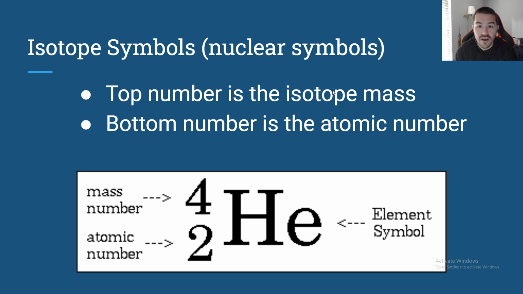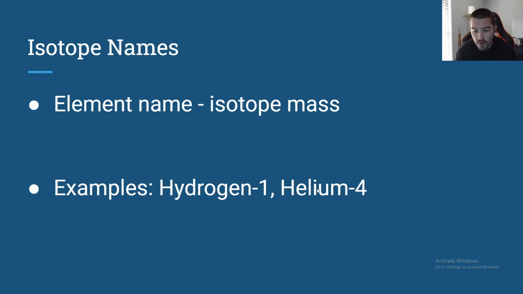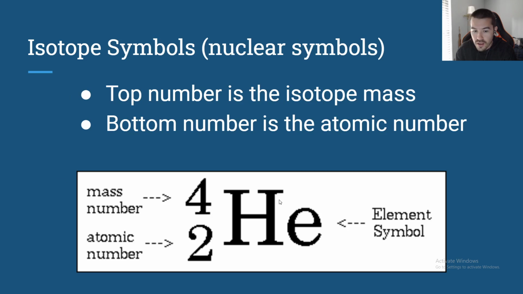We can also write down a symbol called a nuclear symbol, or an isotope symbol, that is another way to refer to an isotope. It's kind of like the name, just written in a different form. You've got the element symbol over here, and then you're going to have 1 or 2 numbers over here. This top number is always going to be there. That's the mass number. So this right here would be helium 4. If this was the name, helium 4, this is how you would write it in the symbol.